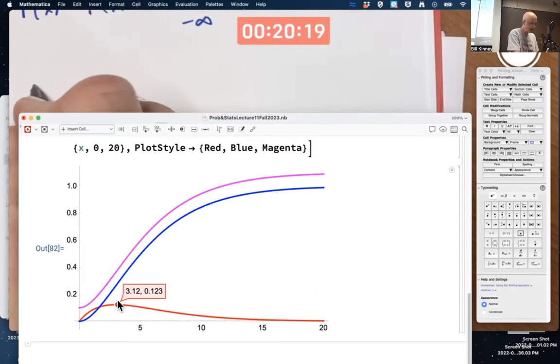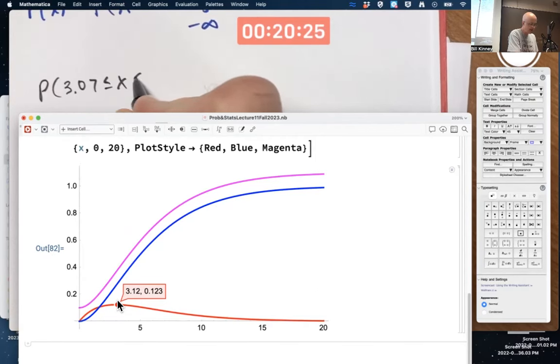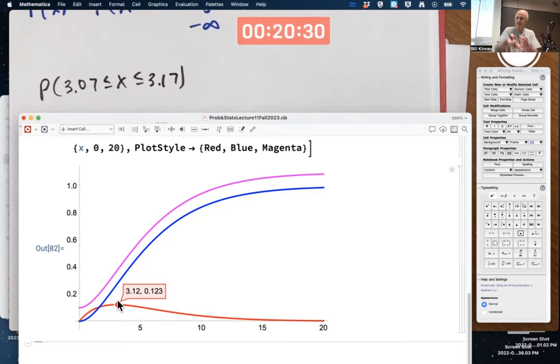The probability of being between 3.07 and 3.17 technically is the area under the curve, right? The integral from 3.07 to 3.17. But on a small interval near any given point, the output is approximately constant. I could approximate that area under the curve with the area of a rectangle, right? This is calculus 2. It's like numerical integration.